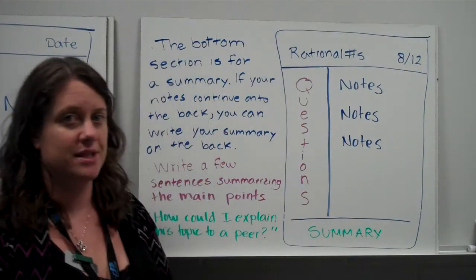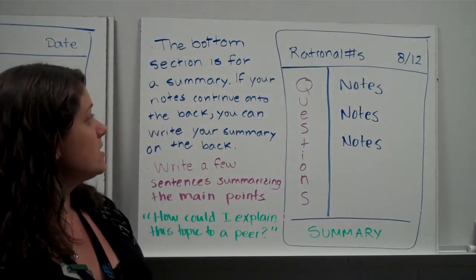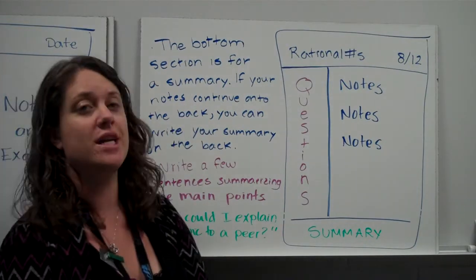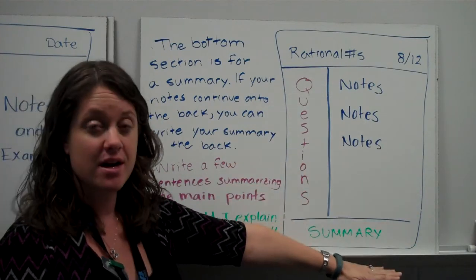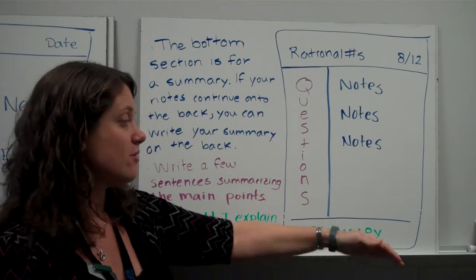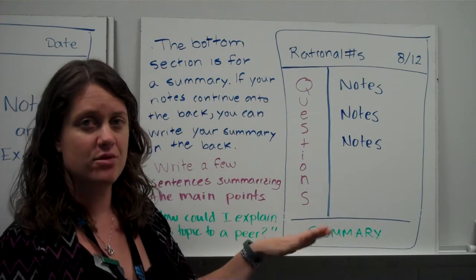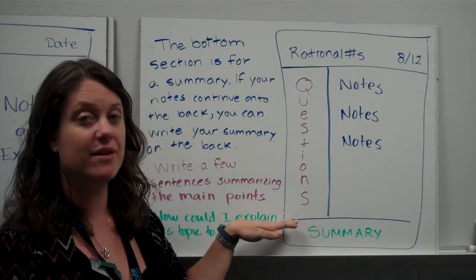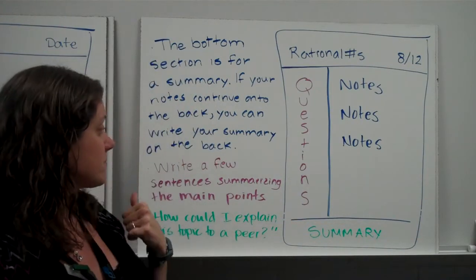Okay, next, the bottom section. The bottom section is for a summary. If your notes continue on the back, you can write your summary on the back. So that's okay. Sometimes students' notes will continue on the bottom of the page. That's all right. So either draw a line and put your summary down here, or if you have to continue onto the back of the page, that's fine. Whenever you get finished, draw a line and then do your summary at the bottom.